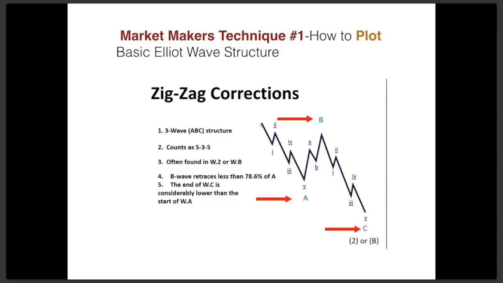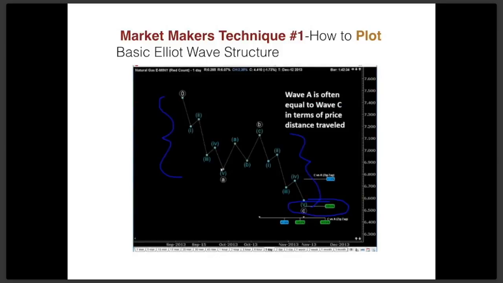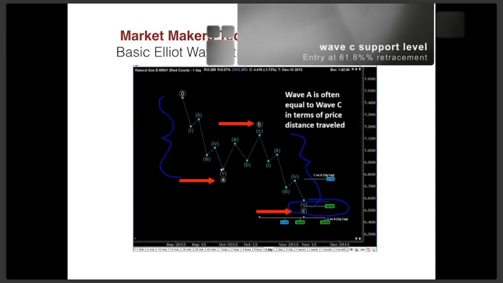Let me just give you an example of natural gas, right? So, as you can see, there's an ABC decline, and if I break down from A to B, you can see an ABC in light blue, right? And then if we break down from B to C, there's an impulsive 5 waves to the downside with the support level at 6.5, right? So this will be acting as a good buying level once we complete this ABC pattern, right?